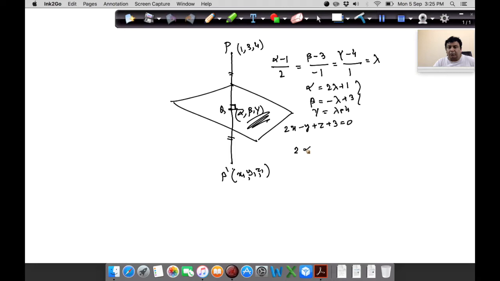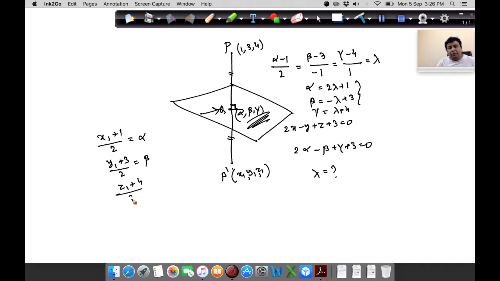These points alpha, beta, gamma lie on the plane as well, so they should satisfy 2 alpha minus beta plus gamma plus 3 equals 0. Put the values of alpha, beta, gamma here and you'll get the value of lambda. Knowing lambda, you get this point Q. Now to find this P dash, very simple: x1 plus 1 upon 2 equals alpha, the midpoint; y1 plus 3 upon 2 equals beta; z1 plus 4 upon 2 equals gamma. Knowing alpha, beta, gamma, we can get the values of x1, y1, z1. Fine.